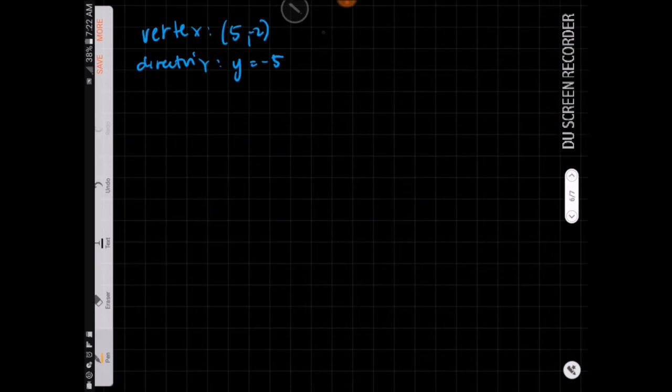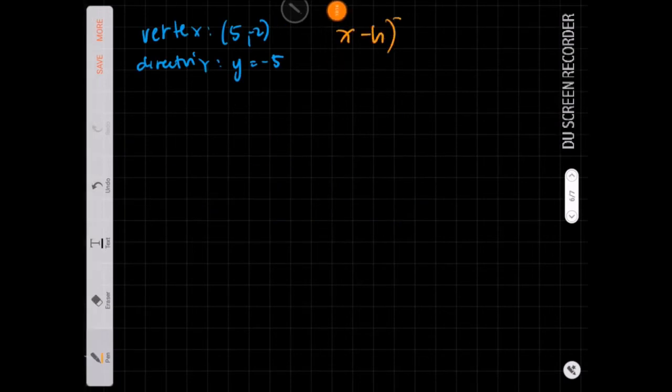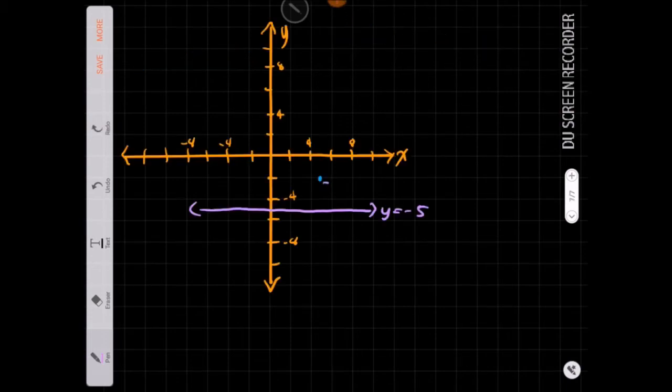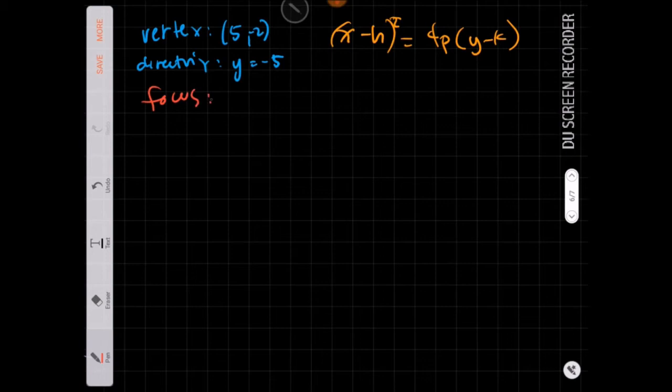Therefore, the base of our equation is the quantity of x minus h squared equals 4p applied to the quantity y minus k. The distance between our vertex and our directrix is 3. Therefore, our focus must also be 3 units from the vertex but on the different side. We can say that our focus is at the coordinates 5, 1.